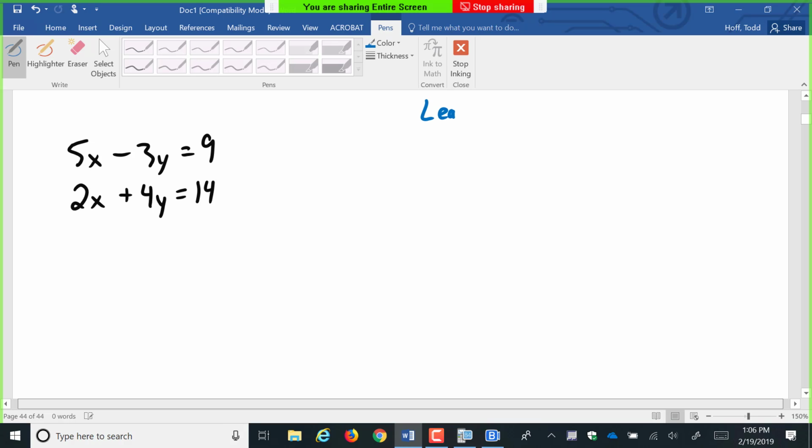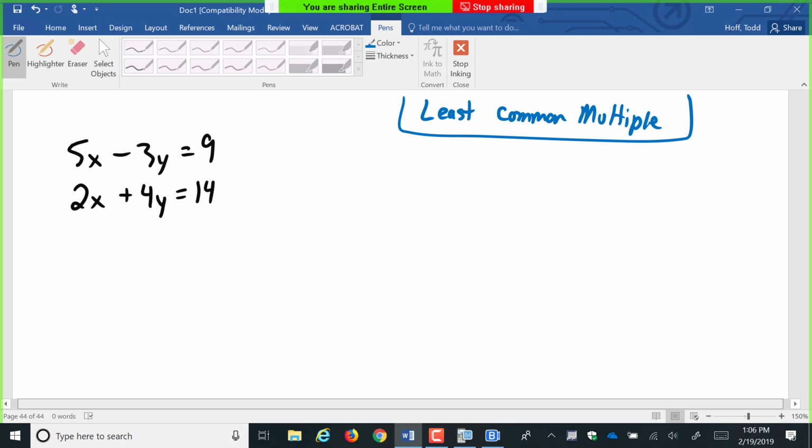Here we need to think in terms of what's called a least common multiple. If you think of fractions, it's a lot like a least common denominator. It's the smallest number that both of them go into. So if you look at the x, we've got 5 and 2. What would be the least common multiple of 5 and 2? 10. So I could change both of those into 10.